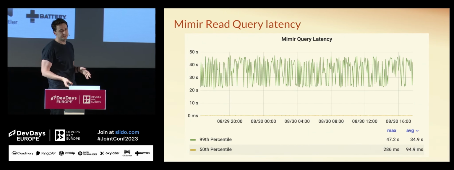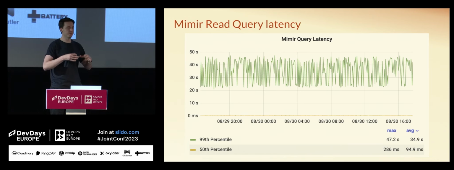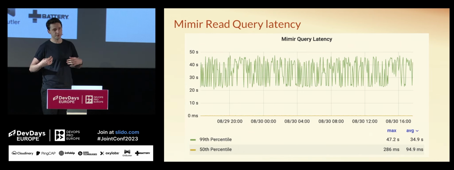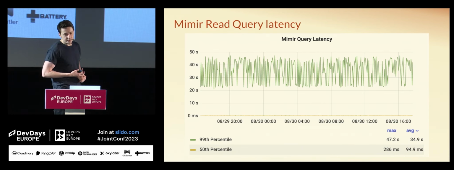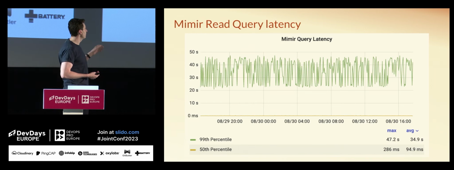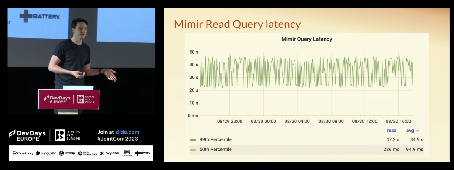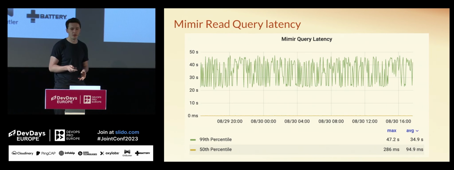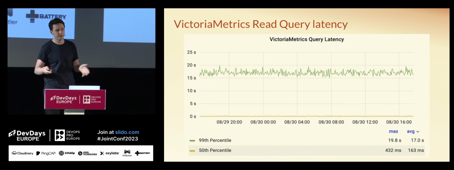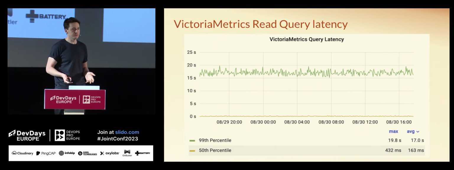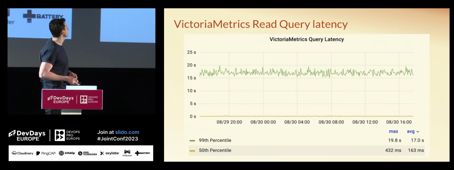Read latency. Remember, we have this VM alert, which runs alerting rules asking for data with some specific interval. For Mimir, the 99th percentile on average was 35 seconds, and the median was below 100 milliseconds, which is kind of cool. For VictoriaMetrics, it is a bit different. The 99th percentile was twice less, but the median was almost twice bigger. But on average, I would say that read latency is kind of the same.